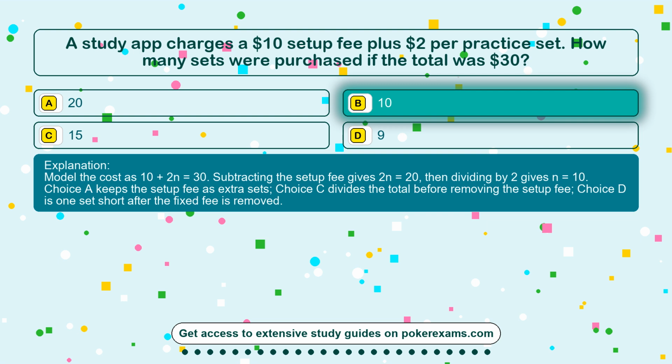Choice A keeps the setup fee as extra sets. Choice C divides the total before removing the setup fee. Choice D is one set short after the fixed fee is removed.